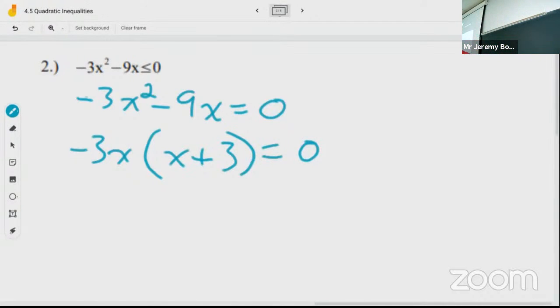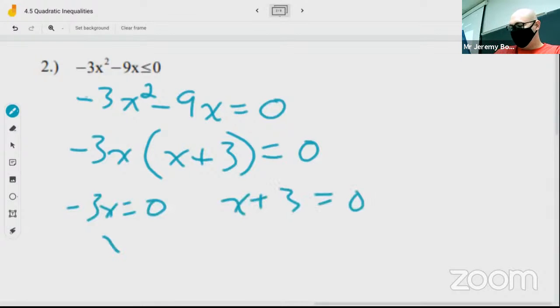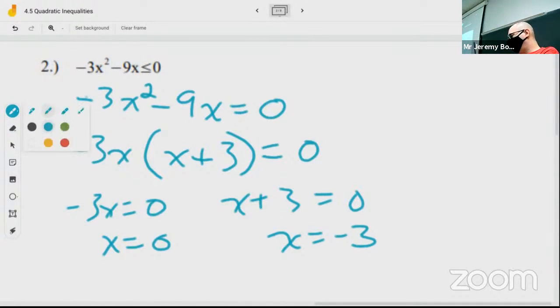So by applying the 0 product property here, we say, well, negative 3x is equal to 0, or x plus 3 is equal to 0, which results in x equal to 0 for this one, and x equal to negative 3 for this one. So we do have 2 x-intercepts. So that means the vertex is not on the axis. So let's mark those out.